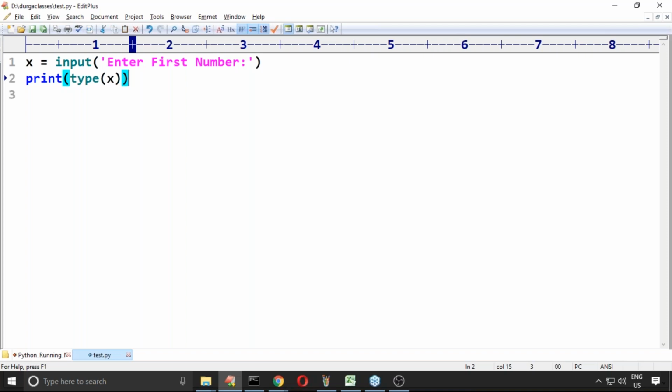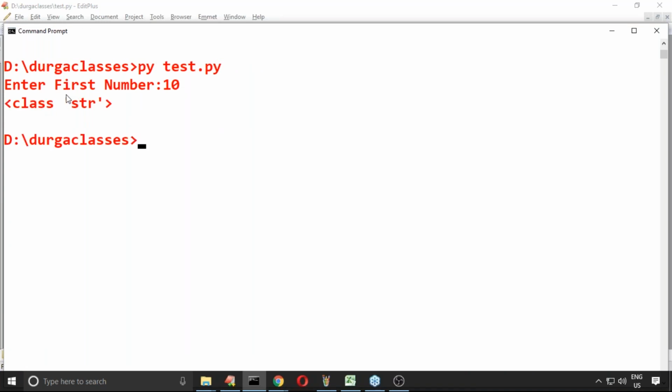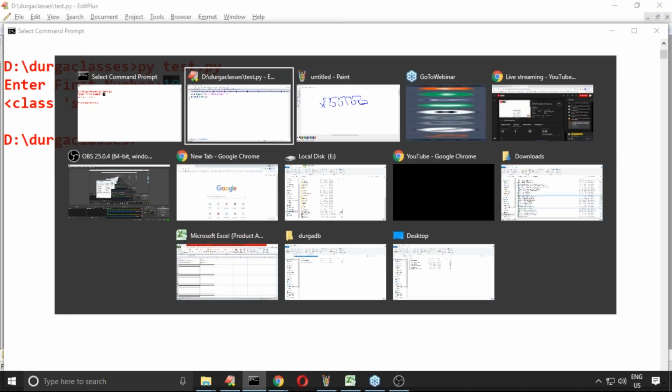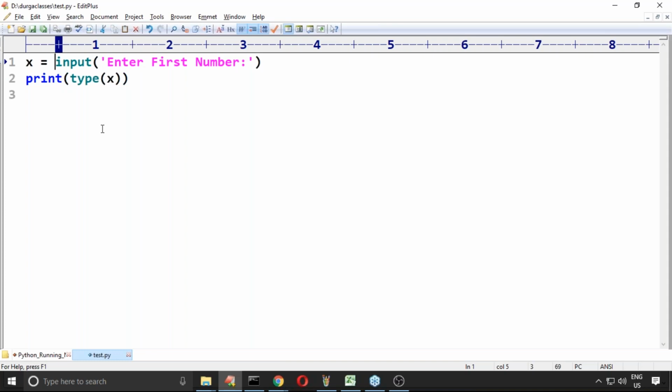The type of x is always str, even if you provide an int value. Enter first number 10, it is always str only, because the input function always returns a string, but not int. If I know I'm going to provide an int value, then what you have to do is convert that string into int type. This total is the string, and now I'm trying to convert this string value into int. That is the meaning. Clear, right?